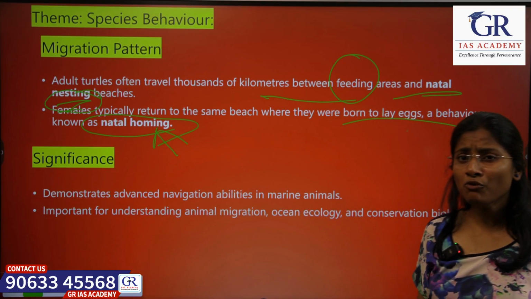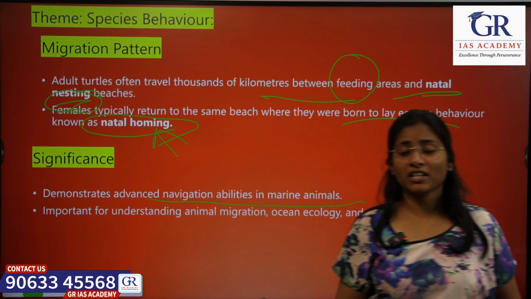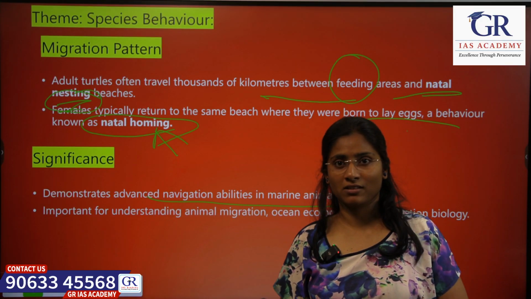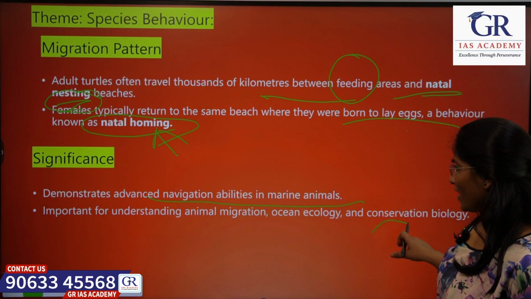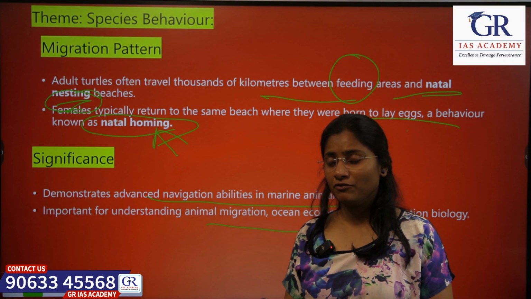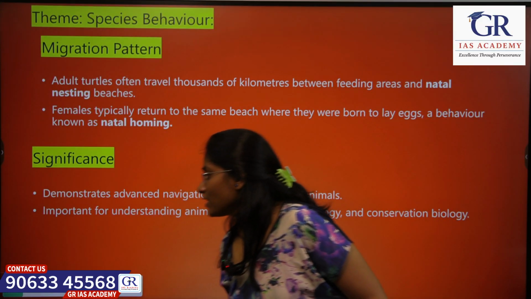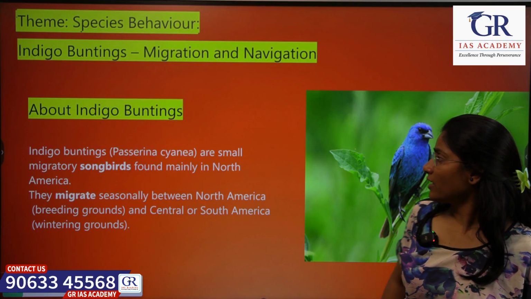And what is the importance of this? We study the navigation capabilities of animals, and for understanding animal migration, we study green sea turtle migration.